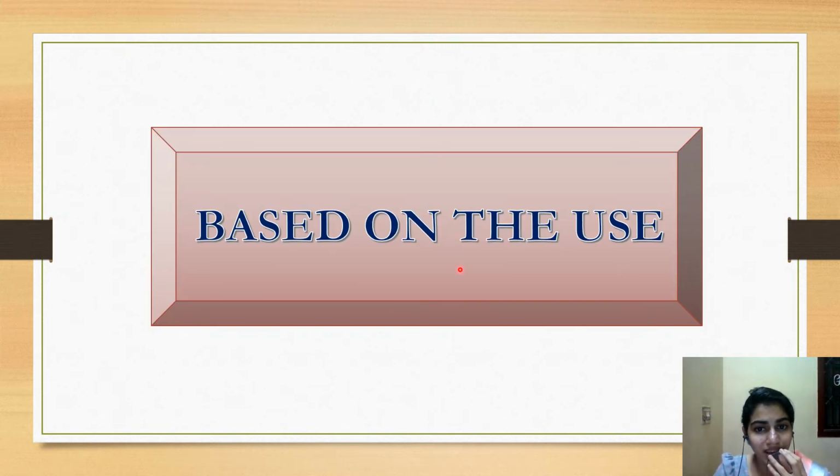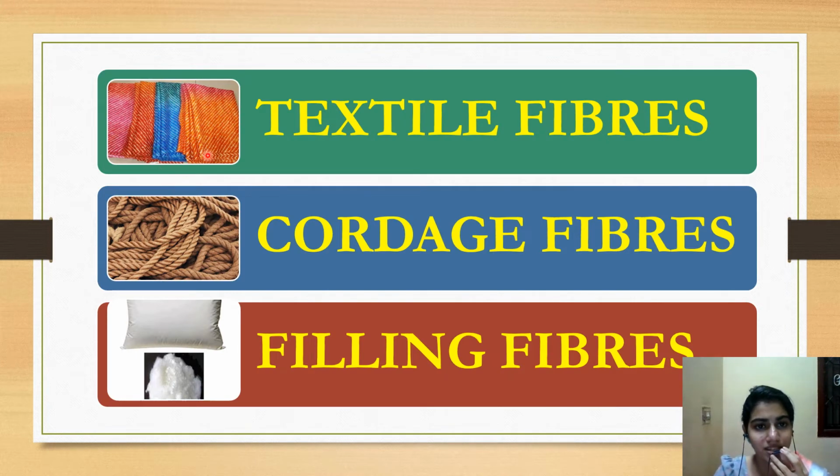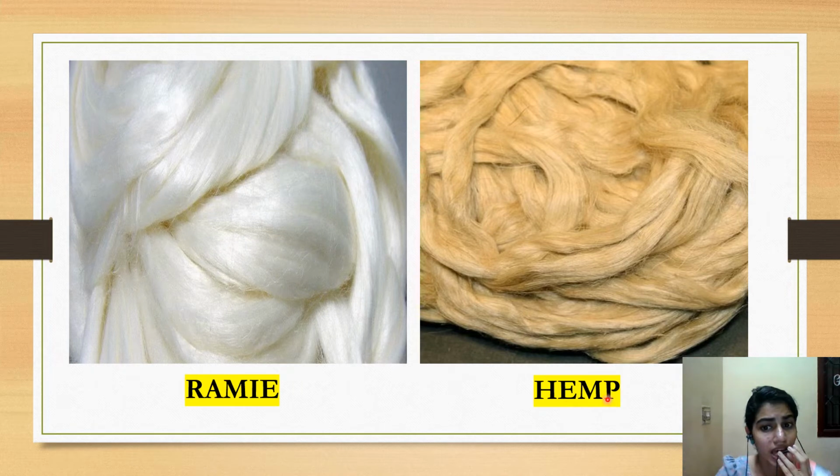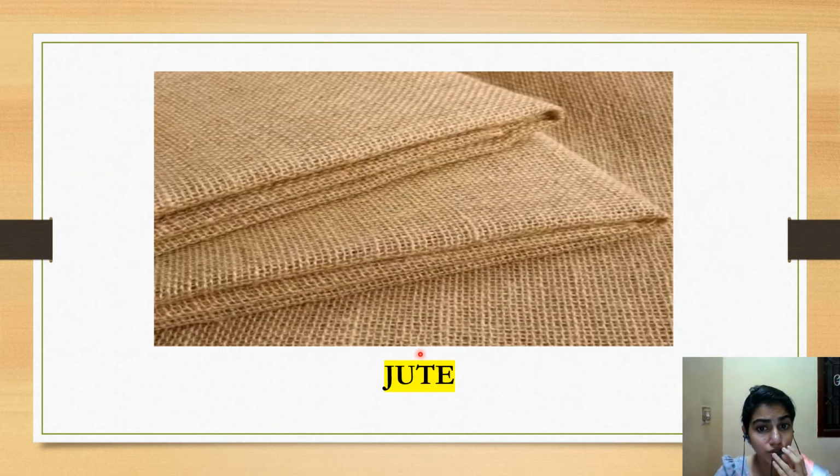So first let's look at the fiber yielding plants based on their uses. So based on their use, fiber yielding plants can be divided into three types. That is, we have the textile fibers, we have the cordage fibers, and then we have the filling fibers. So first let's look at the textile fibers here. So the textile fibers, what are they? They're just the fibers which is used to make the textiles. Okay, so examples you can see as cotton, flax, rami, hemp, and jute also.